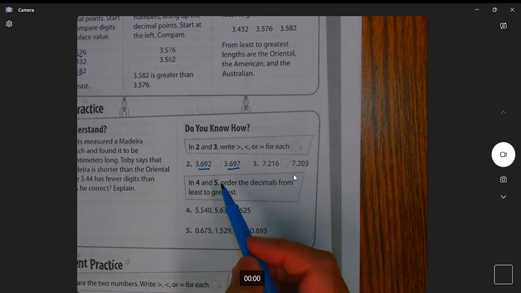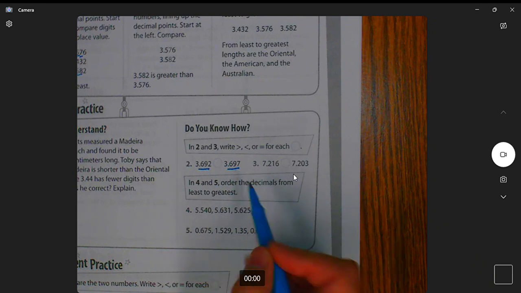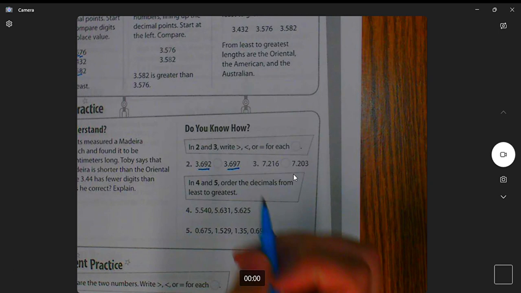So I'm going to look at my ones place first. 3 and 3. Are they equal? Yes. So then go to your tenths place. 6, 6. Do they match? Yeah. Hundredths, 9, 9. Do those match? Yeah. So I have to come all the way down to the thousandths position. 2 or 7. Which one is greater? Right, the 7.